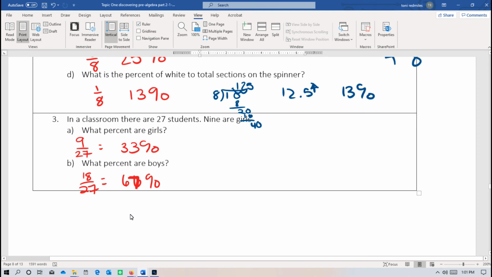Last one in this book. In the classroom, there are 27 students. 9 are girls. What percent are girls? That's 9 over 27. Let's go ahead and divide that. If you reduce that down to 1/3, you might also know that it's just 33% because of what it is.